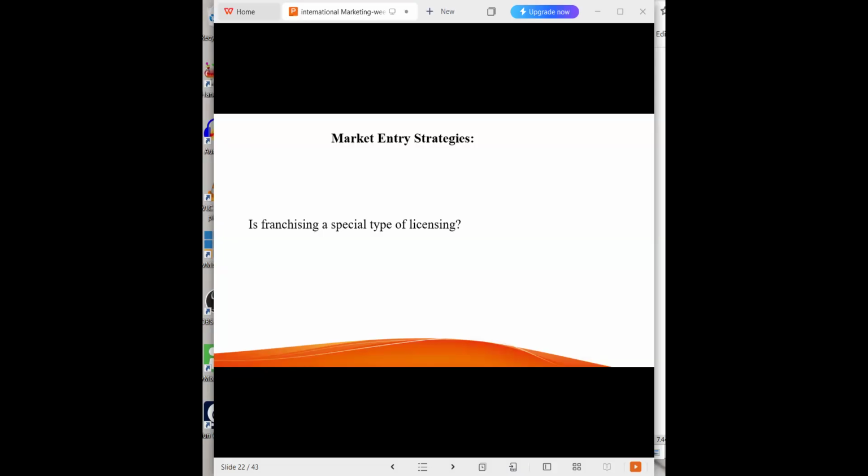Okay, so we'll discuss in depth next class. Franchising is a special type of licensing, and we'll talk about it again. Licensing is a contract between the licensee and licensor, two parties, whereby they have the right to make use of intellectual property. They have the right to manufacture, to use, and to sell that product. That is part of licensing.